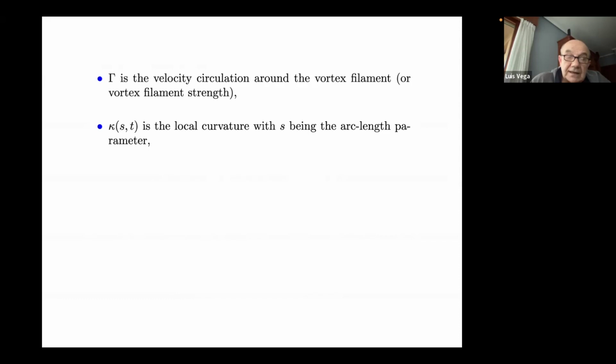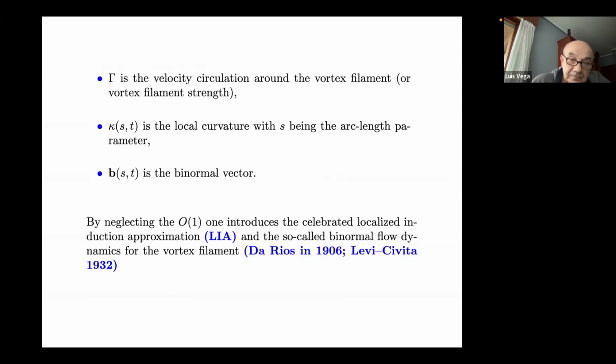So as I said here, omega gamma is the velocity, kappa will be the curvature, S is the arc length parameter, and B stands for the binormal vector at the position S at the time t. So if you neglect this O of 1, then you obtain what is called the local induction approximation, because these logarithmic terms appear just because of the local behavior of the singularity. And this is a very old story that Renzo Ricca is probably the expert in this, and it's kind of a fascinating story.